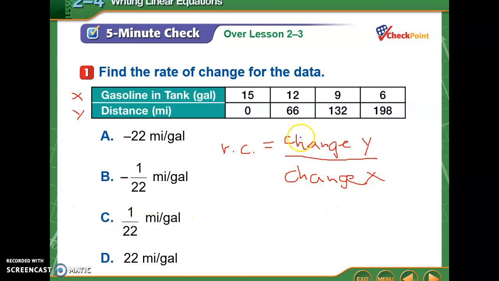So we're going to select 2 points here. So let's say we're going to select these 2 points, 15 and 0, 12 and 66. So just plug in. This will be our x sub 1, and then this will be our x sub 2. This will be our y sub 1, and then your y sub 2. Okay, so go ahead, plug in and do the math.